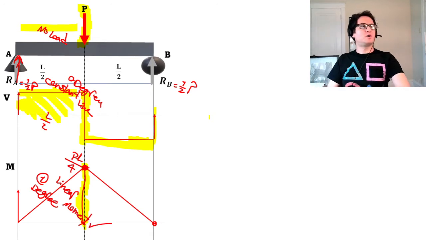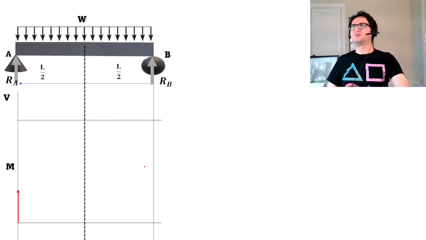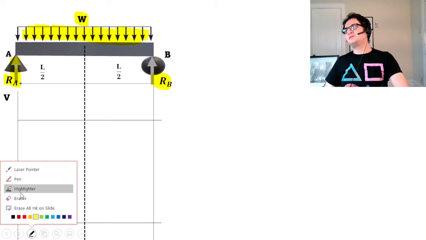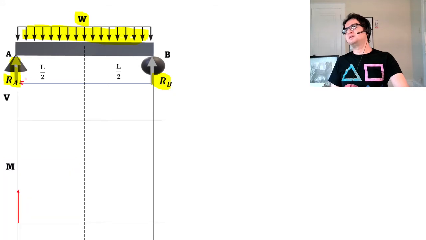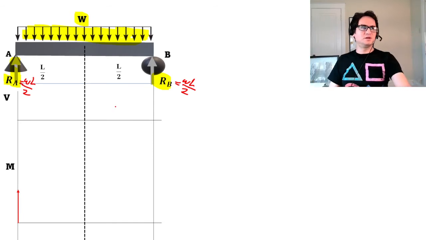Let's review another example with the same kind of beam, different loading. So the same simply supported beam handling a distributed load all over the beam. So that's again RA and RB. Each of them handles half of the load, so that's WL over 2, and RB is the same as RA, WL over 2. Half of the load goes to either side.